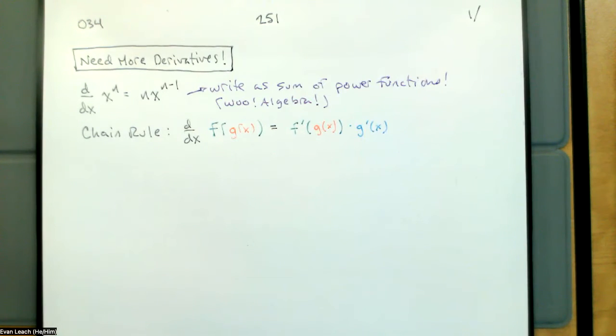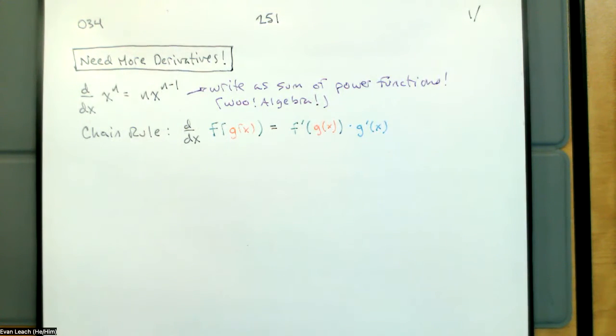Today, we're going to add to the list of derivatives that we know. Right now, all we got is the derivative of a power function, which proved to be very useful. We could use some algebra to write a function as a sum of power functions, and then we got to use our nice shortcut, multiply by the exponent, subtract 1 from the exponent.